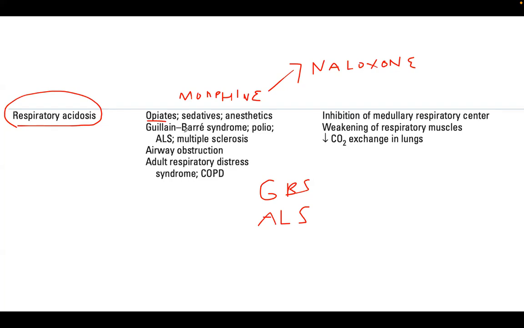I just have to justify that not all patients with MS will present with respiratory acidosis. This is only when the MS involves maybe the cervical cord and respiration is affected, or if the demyelination involves a part of the brain that controls respiration. Otherwise, respiratory acidosis would not be something prominent in MS. Okay, COPD, yes, of course, COPD.